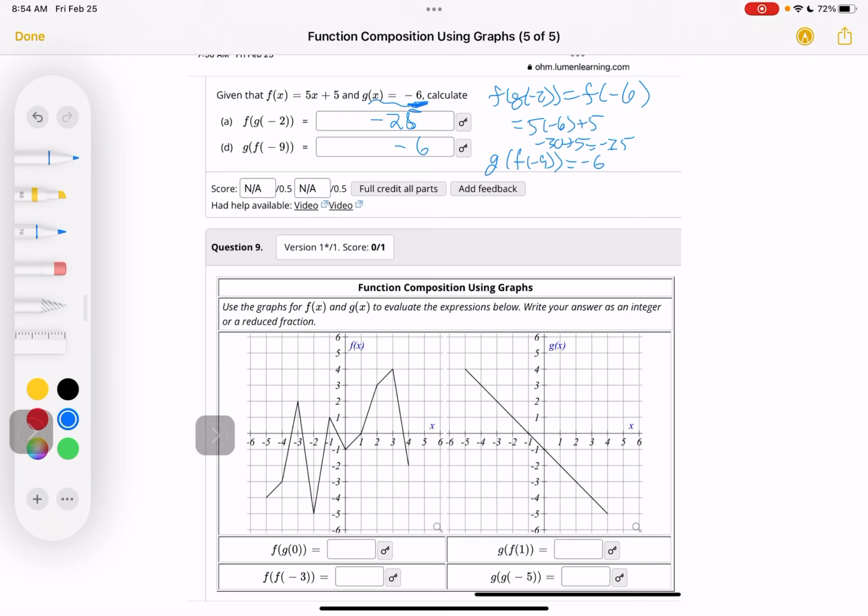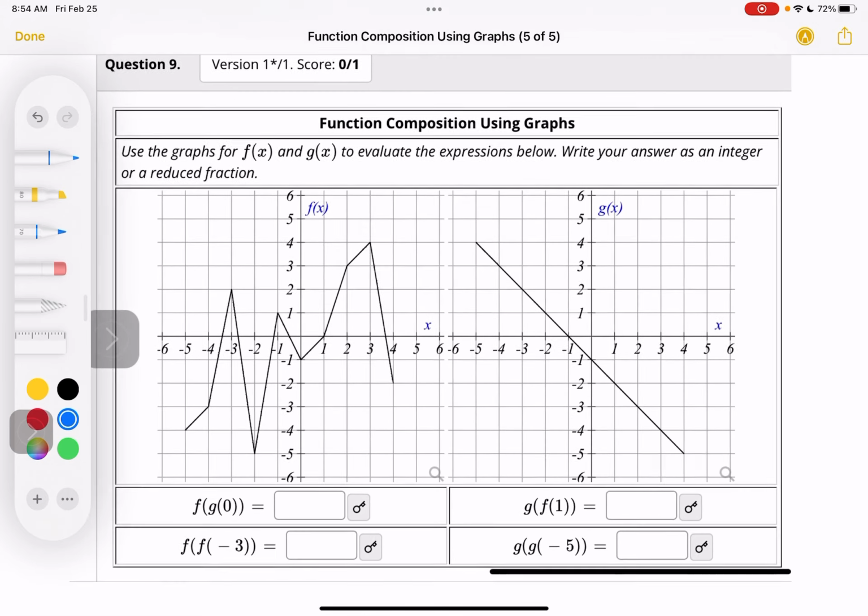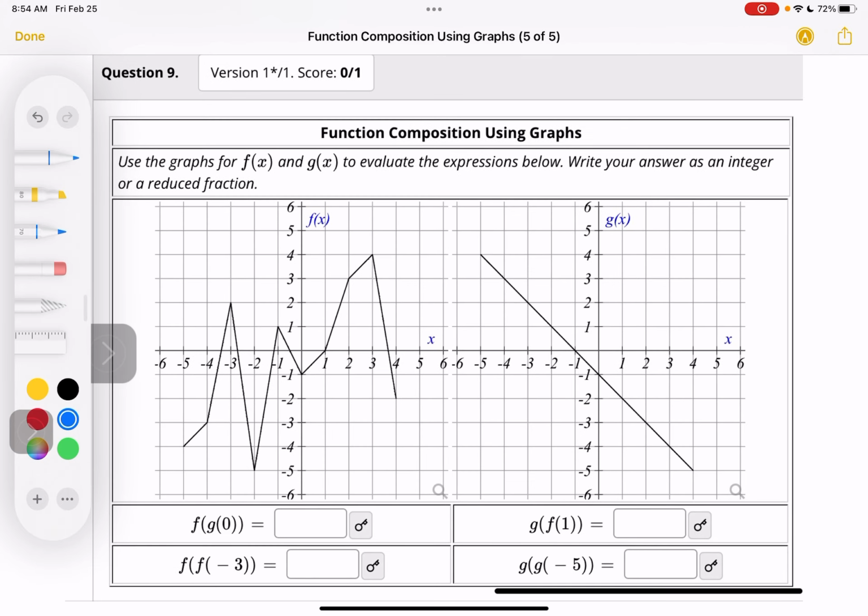Now let's look at this, which is a little more interesting. F of g of 0, looking at this graph down here, I'll make it a little bigger. Now, they want f of g of 0, so we look for g of 0 first. So come over to this graph here. G of 0 means when x is 0, so this is g of 0. G of 0 is negative 1.